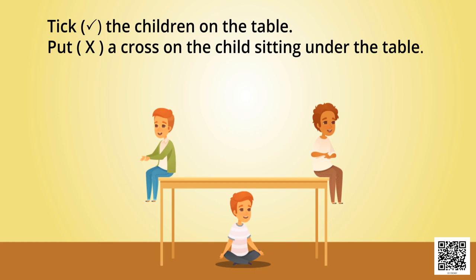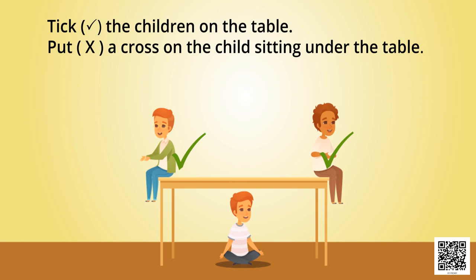What do you see? Tick the children on the table and cross the children under the table. Can you see so many children? Some children are on the table. So you have to tick mark the children on the table. And you have to put a cross mark on the children under the table.